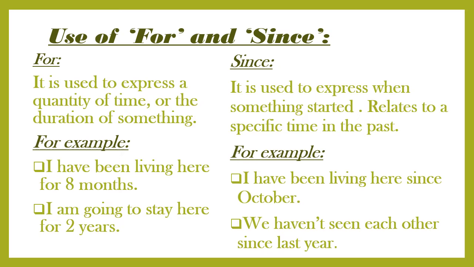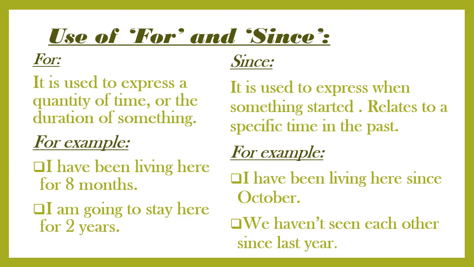For example, I have been living here for 8 months. In this example, 8 months are mentioned, so it is duration, so we use for with it. I am going to stay here for 2 years. Duration is mentioned, 2 years, so we have to use for with it.